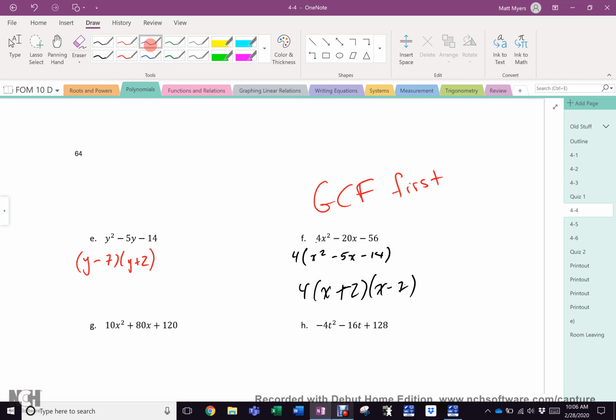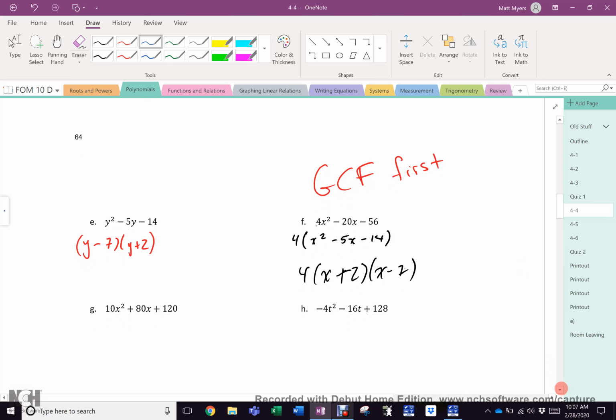Is this the right answer? X minus 2, x plus 7. Is that the right answer? No. Why? Because negative 2 plus 7 isn't negative 5, so that would be wrong. So does the plus and minus matter? Yes. It doesn't matter which one goes first, but you have to have the right factor with the right sign. Everybody cool?